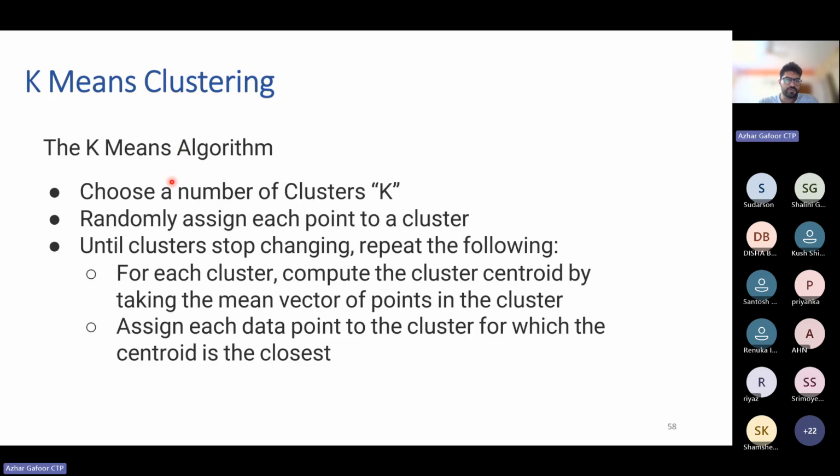So in this also we have to choose the number of clusters that we want. Then first we randomly assign each point to a cluster. Then we will use our metric, that is the distance function, to classify each cluster. Then we'll follow the steps until the clusters stop changing or the points are fixed in one cluster.